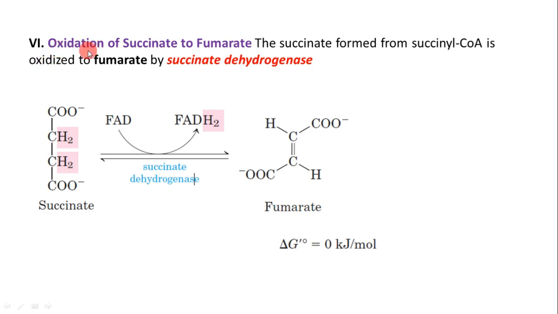Then in the sixth step, oxidation of succinate to fumarate takes place. The succinate formed from the succinyl coenzyme A is oxidized to fumarate by the succinate dehydrogenase enzyme. The enzyme catalyzing this step is succinate dehydrogenase. Here the hydrogen acceptor is FAD. FAD will take up 2 hydrogen atoms from the succinate. Thereby FAD is reduced into FADH2, and a double bond is formed, and the resulting compound is fumarate, and the reaction is a reversible reaction. The delta G0 is 0, that means it is an interconvertible and reversible reaction. Now the fumarate is formed.